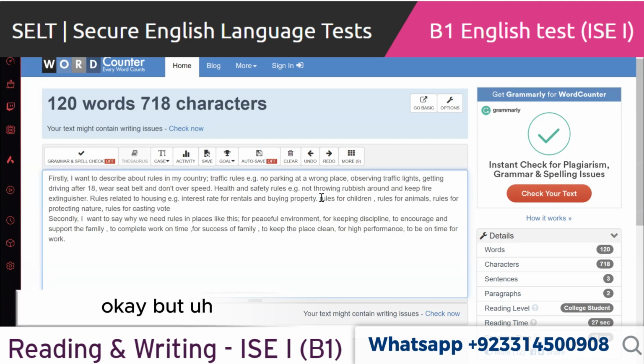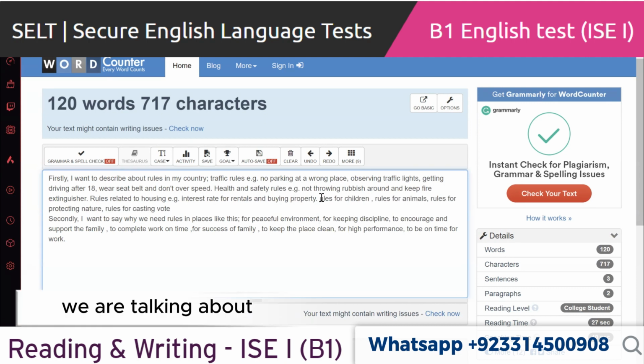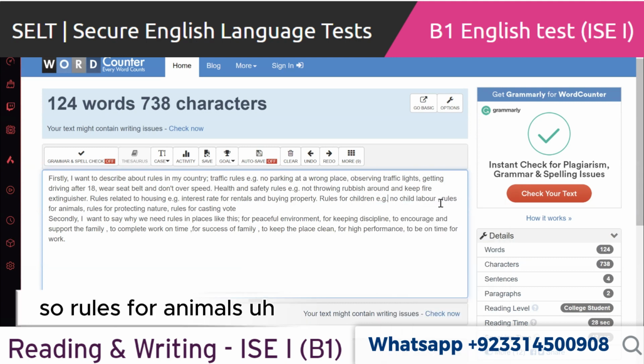But right now, we are talking about people who might not know the word abuse. Okay, rules for children: no child labor. Just saying, it's not the reality. Never believe it. So, rules for animals.